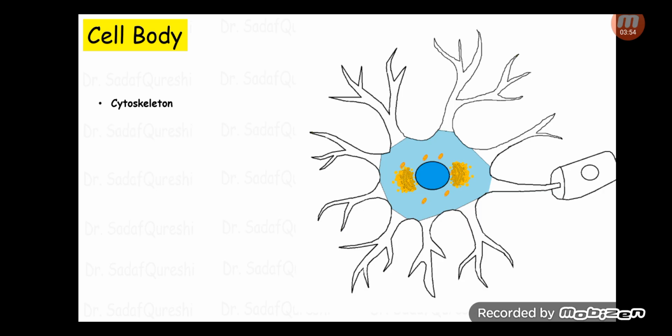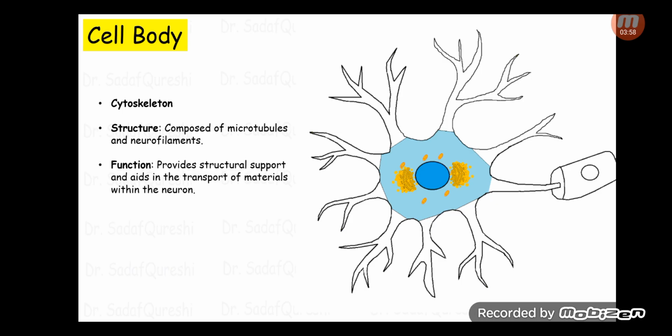Another important structure in the cell body is the cytoskeleton, which is composed of microtubules and neurofilaments. It provides structural support and aids in transport of material within the neuron.